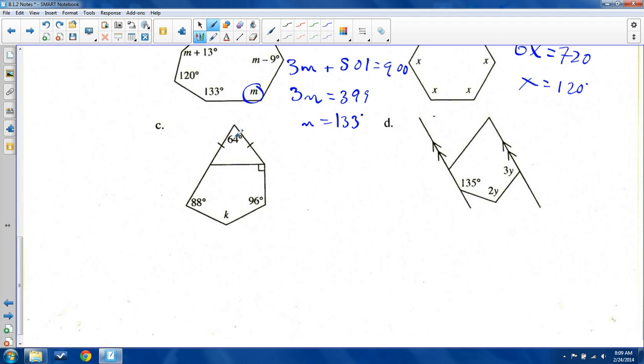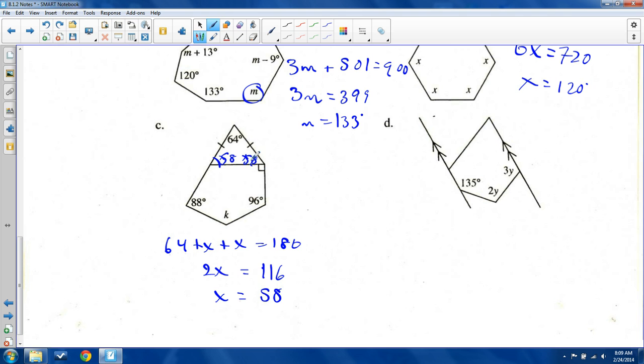All right, here you have to do a few more steps to find k. Check this out. It's an isosceles triangle, so they have opposite congruent angles right there. I'm going to call these x for now. 64 plus 2x equals 180. Both of them are x because they're the same. So subtract 64, combine x's, you get 2x equals 116, x equals 58. So these are both 58.